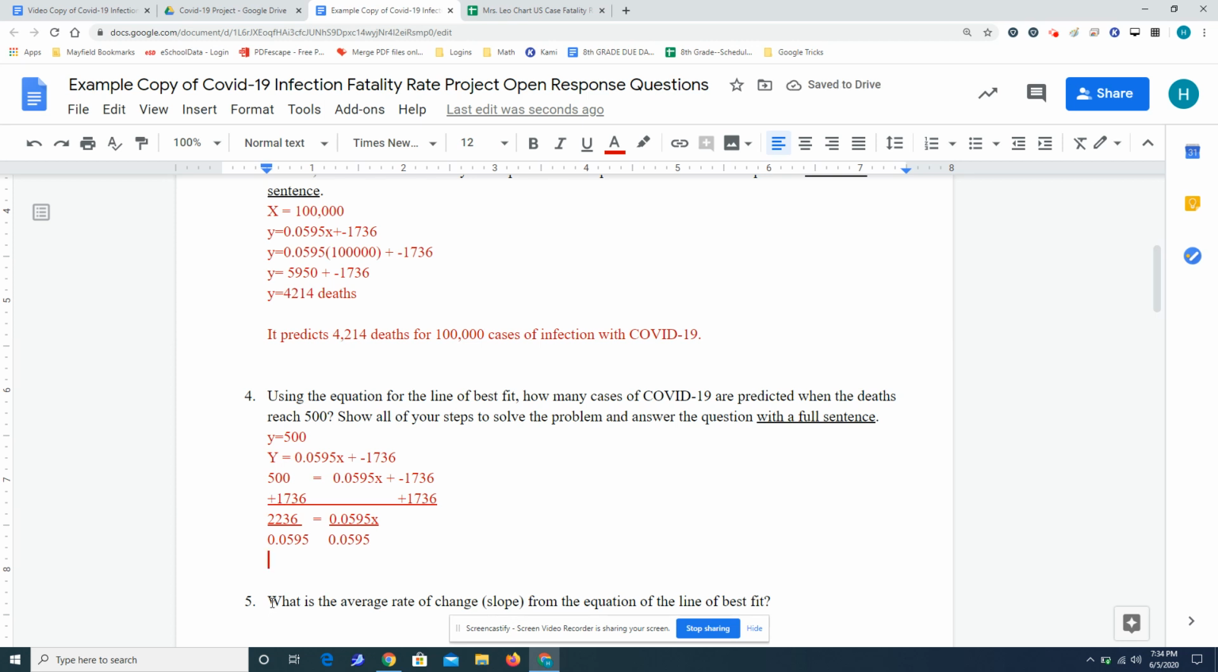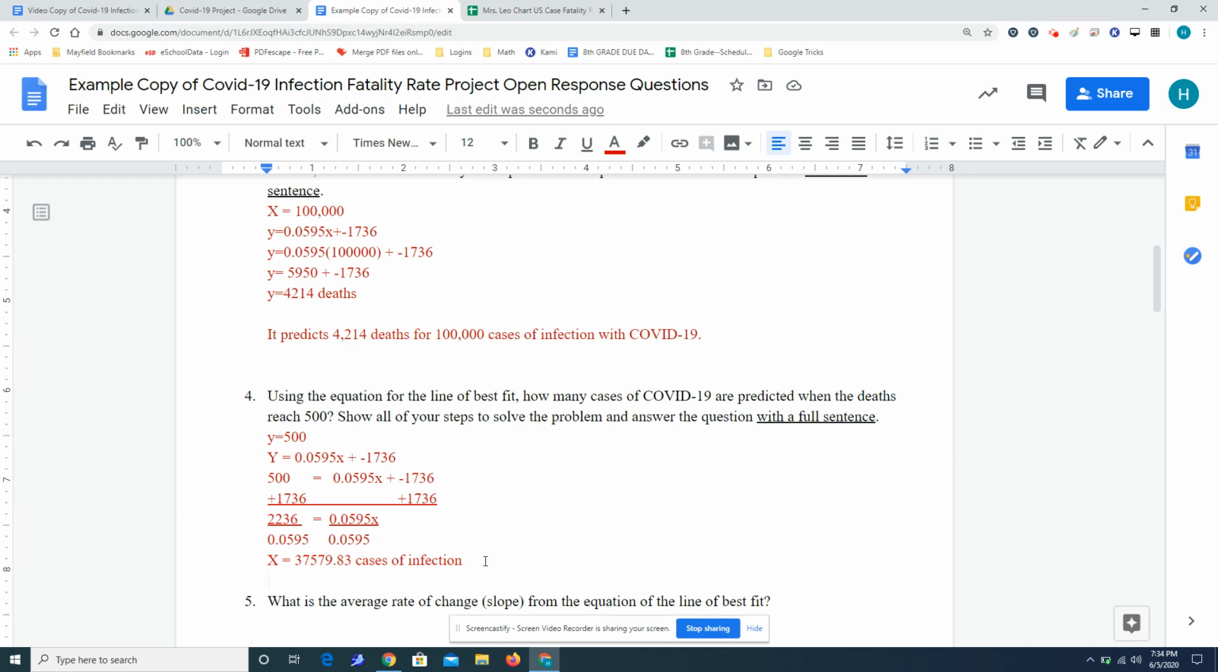And then when I do that division, I end up with x equals, my number is pretty large. Yours is going to be different than mine. You'll probably end up with some sort of decimal. Now, in this case, we found x. So that's cases of infection. So I have to answer my question with a full sentence. And I also want to round my answer because it doesn't make sense to have a decimal. So I got to round up the 9 up, which makes that last piece, the 79, turn into 80.